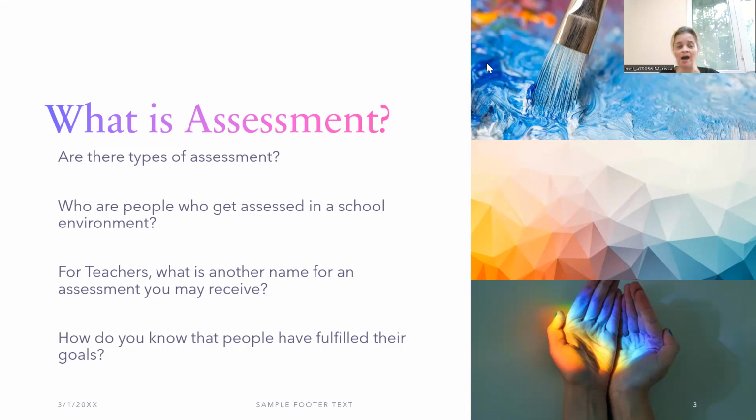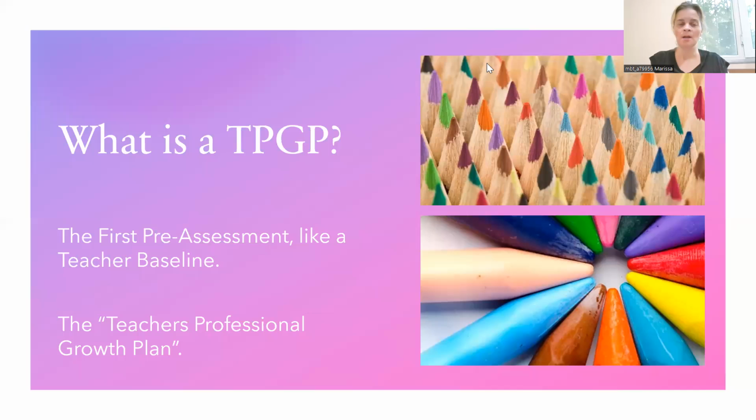All right, so how do you know that people have fulfilled their goals? And that's something that we learn when we do our observations or when people observe us in our teaching environment. All right, so many of you are like, oh my God, Miss Marissa, what is a TPGP? I don't understand what that means. And just like you have your baseline assessments for your students, as a teacher, this is like your baseline assessment. It's what do you know? This is called the Teacher's Professional Growth Plan. It's something that's going to help you become a better teacher this year.